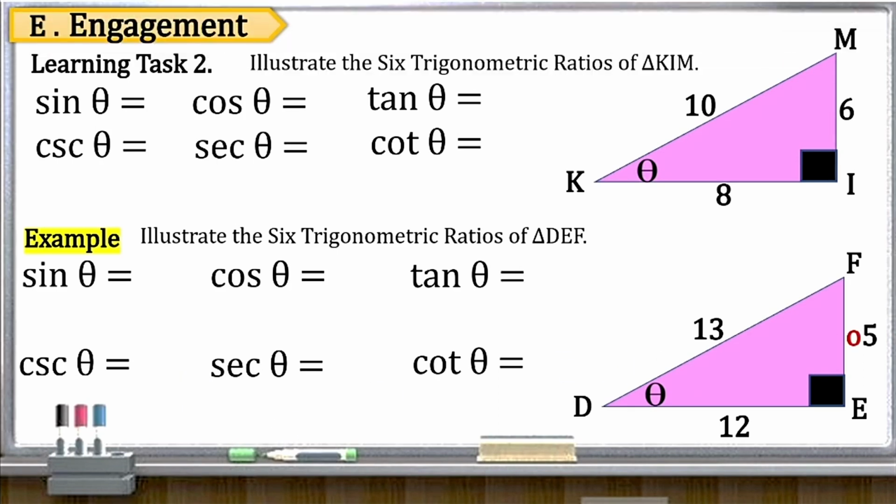Next naman is yung ating hypotenuse at yung ating adjacent side. Then, pwede na natin, class, sagutan yung sin theta, cosine theta, tangent theta, cosecant theta, secant theta, and cotangent theta. So, sin theta, class, gagamitan ulit pala natin ng SOHCAHTOA.